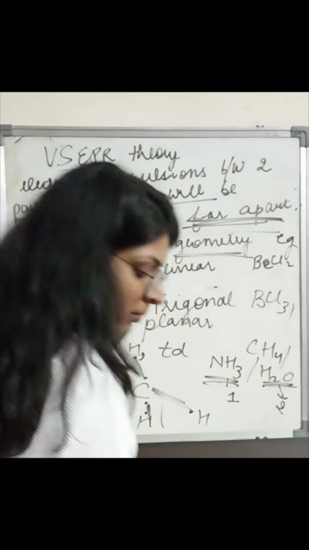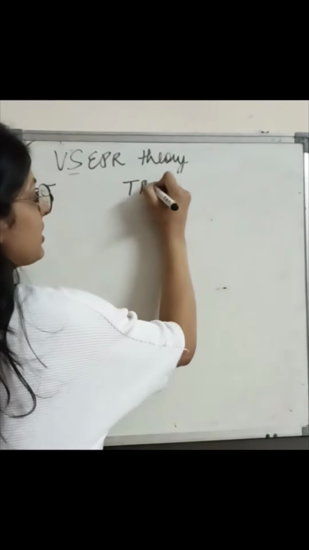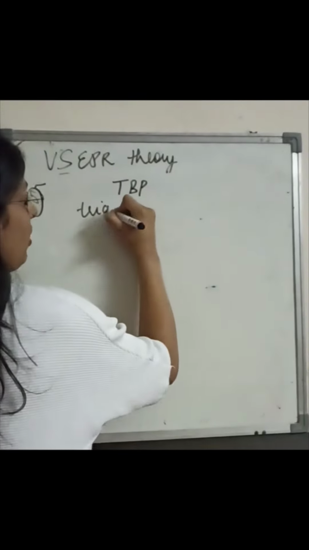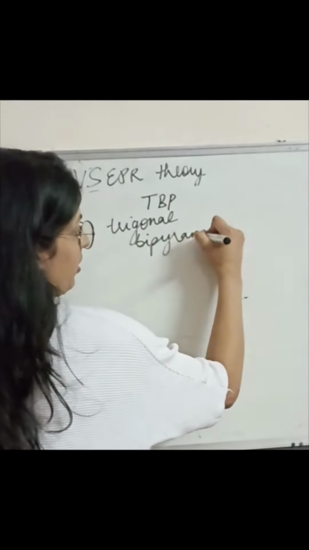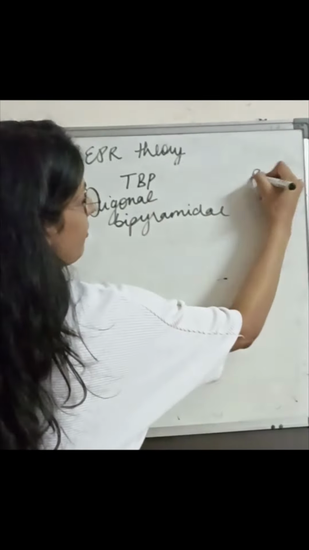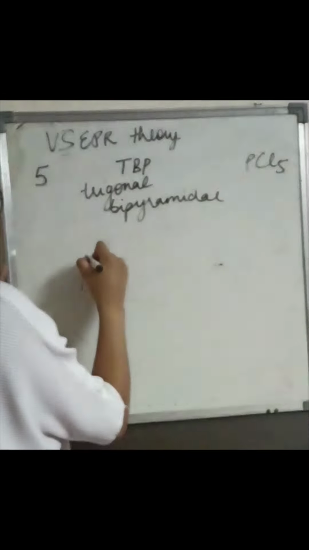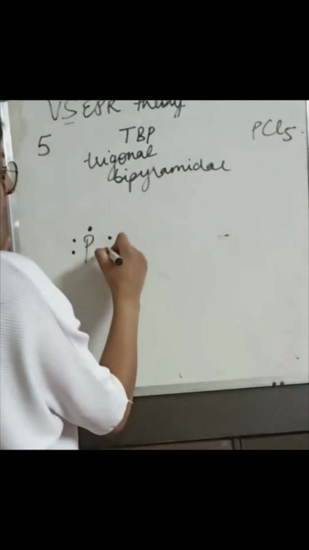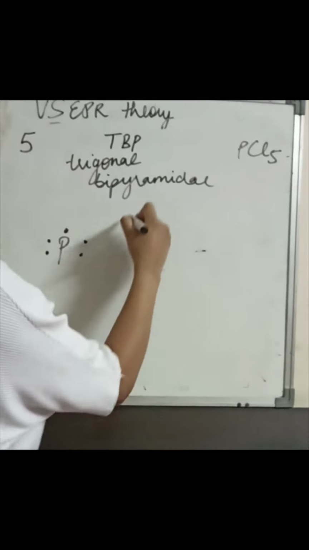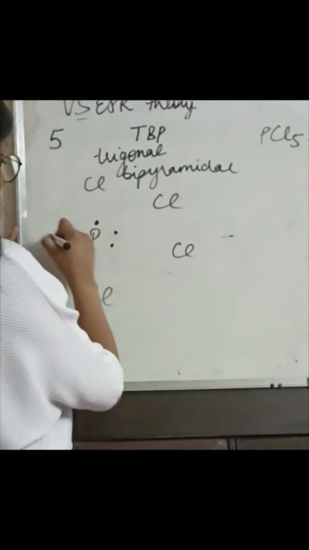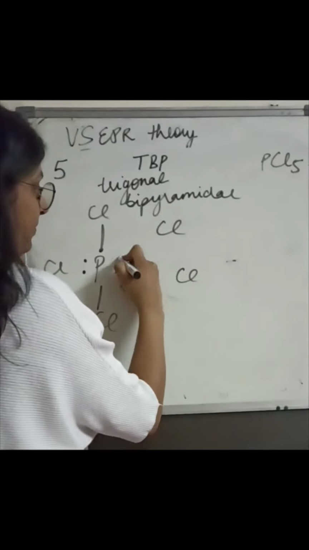Next, coming on to 5 electron pairs. Now when there are 5 electron pairs, we have the geometry as TBP, that is trigonal bipyramidal. For example, we have PCl5. Now how does this form? We have phosphorus, and in phosphorus we have 5 electrons in its outermost shell, along with chlorine. These are the axial bonds, and these are the equatorial bonds.